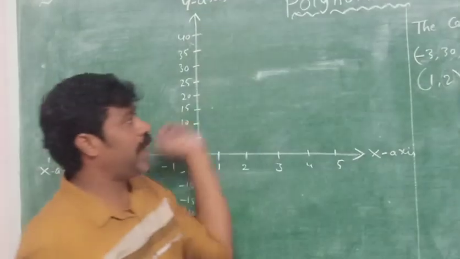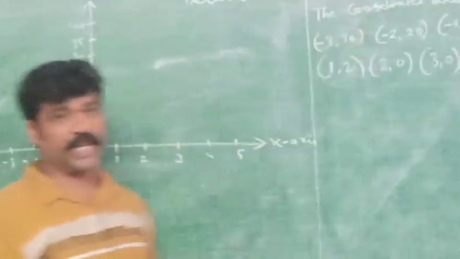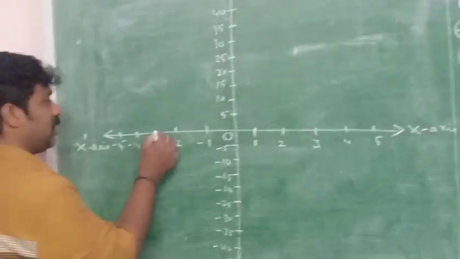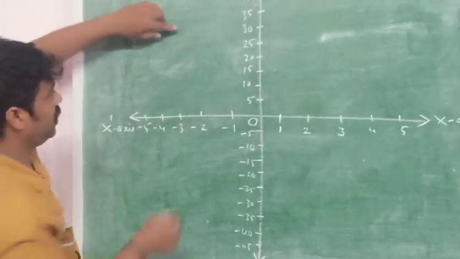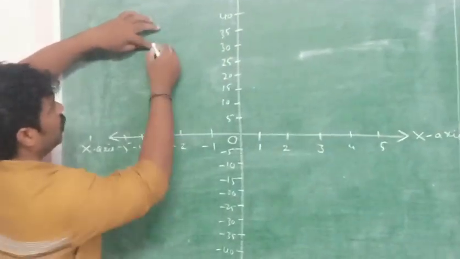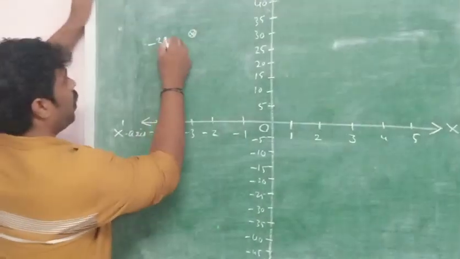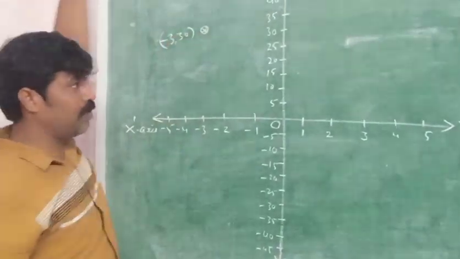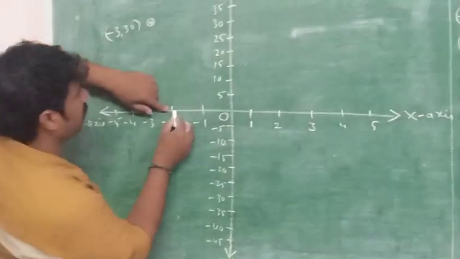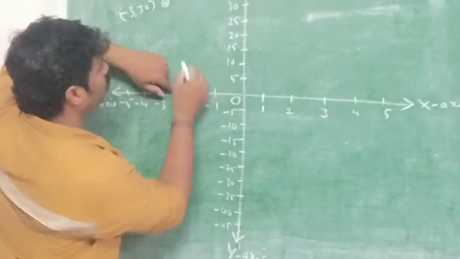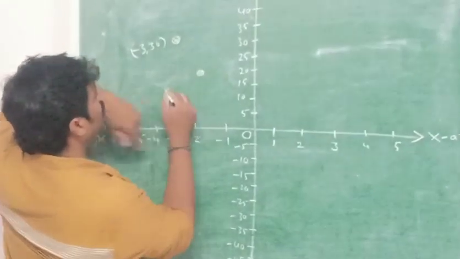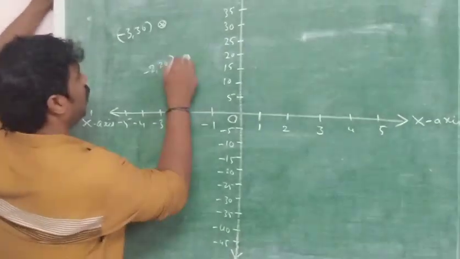Now if you plot these points, what do you get? Minus 3, 30. On the x-axis we have to take minus 3 and 30 is on the y-axis. So the intersection of these two gives the point minus 3, 30. Similarly the second one, minus 2, 20. Minus 2 is on the x-axis and 20 on the y-axis. The intersection of these two gives the point minus 2, 20.